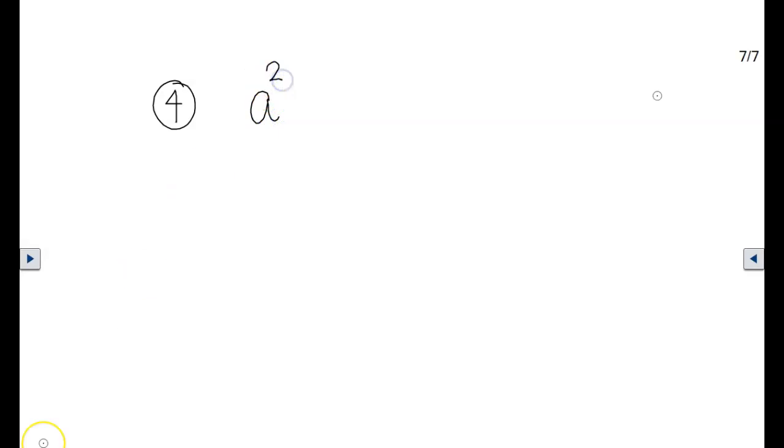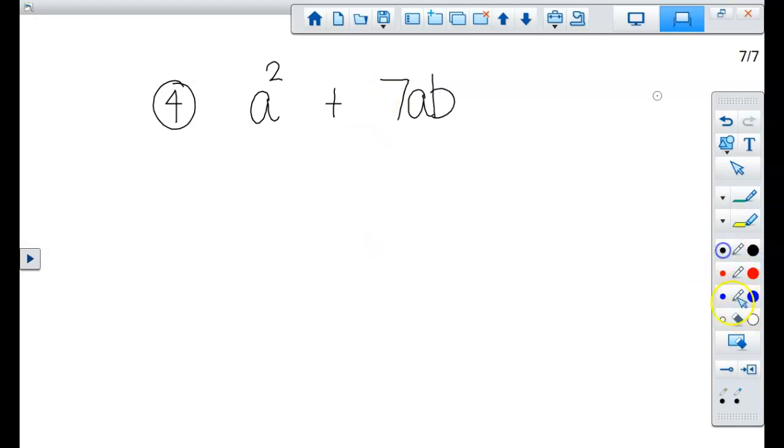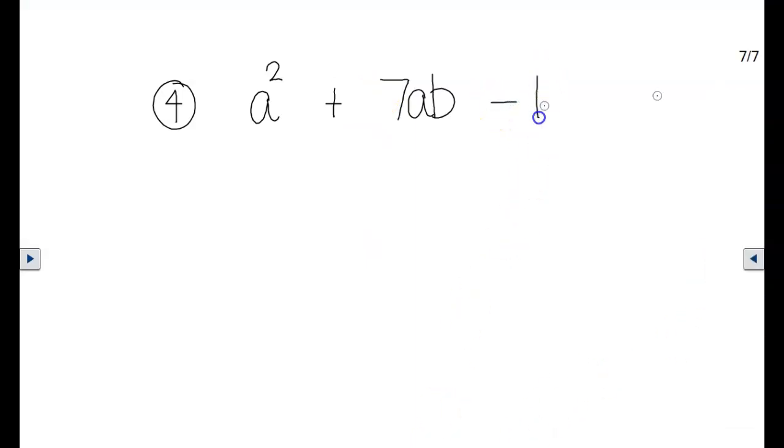Next problem: a squared plus 7ab minus 10ab plus b squared. Now let's look first at our terms. Number times a variable. Here we have what number times a squared? Well, you know there's a 1 there. So that's 1 times a squared plus 7 times ab minus 10 times ab plus 1 times b squared.